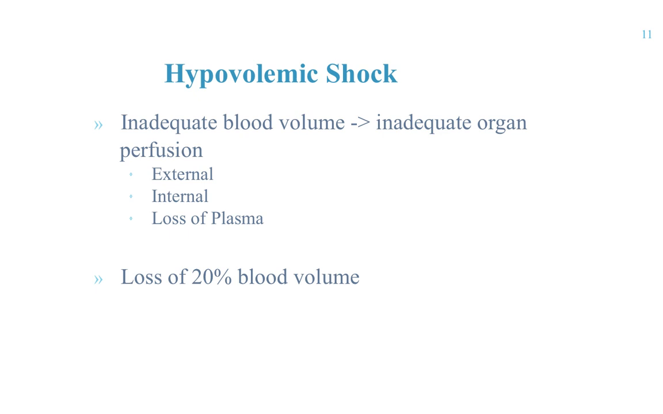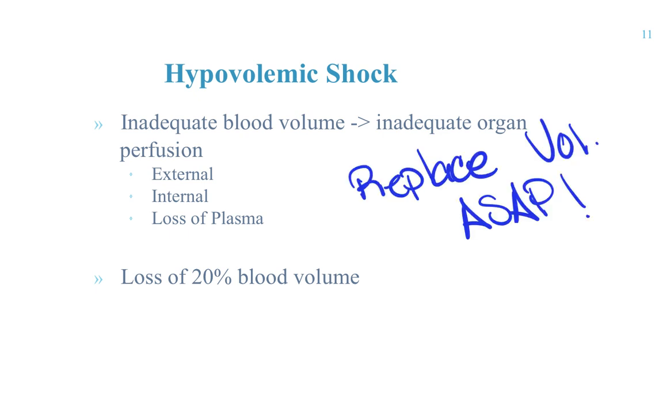Hypovolemic shock can be an external loss of blood, so we're actually seeing it. It can be internal, so an internal bleed, or it can be a loss of plasma. If we lose 20% of our blood volume, that's going to result in shock and death pretty quickly. So we want to replace our volume ASAP. We can replace it with saline. We can use plasma. We can use whole blood and packed red blood cells. We can use lactated ringers. We just need to make sure that we're replacing this so that we're giving our body a chance to compensate and be perfusing our organs.